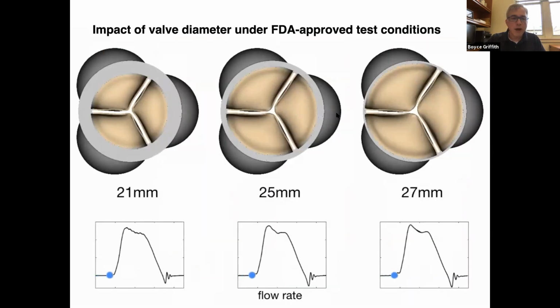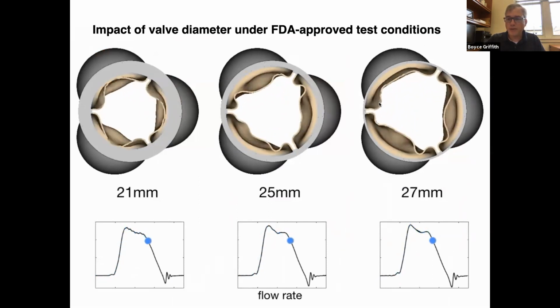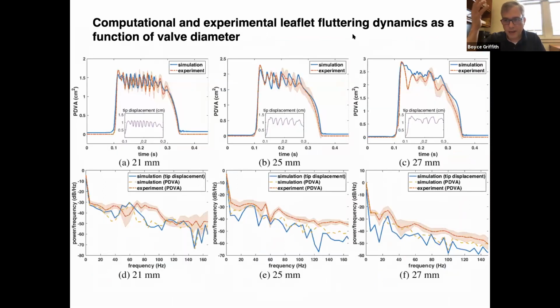This is another view looking straight down. This is the smallest valve. The smallest valve flutters quite violently compared to the larger valve. So is this real? Well, I think it's real. This is a comparison between computational and experimental leaflet fluttering dynamics, again, as a function of valve diameter. Here we're quantifying the valve dynamics experimentally, again, using this open area waveform. The smaller valve shows very violent fluttering, both in the simulation and in the experiment. The largest valve, the 27 millimeter valve, shows markedly less fluttering.